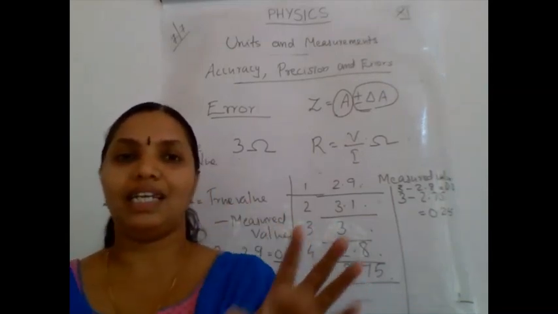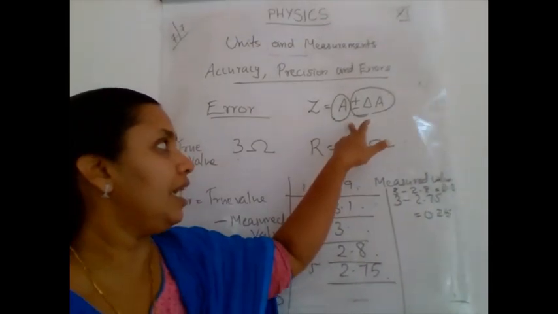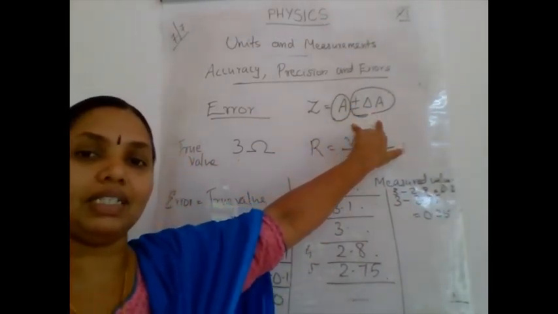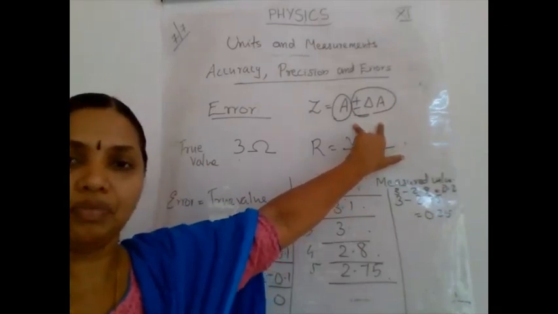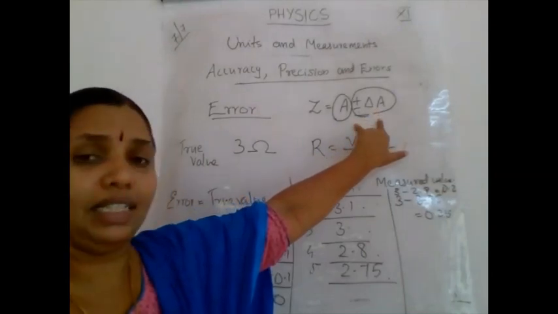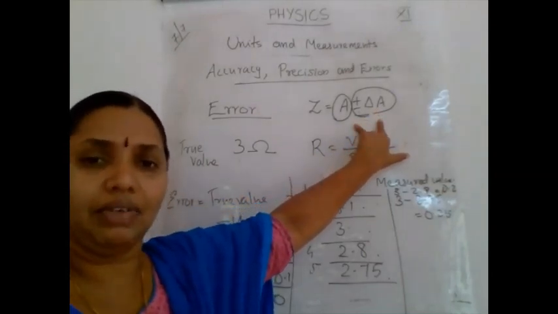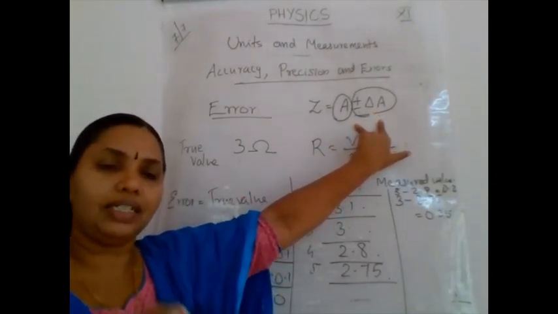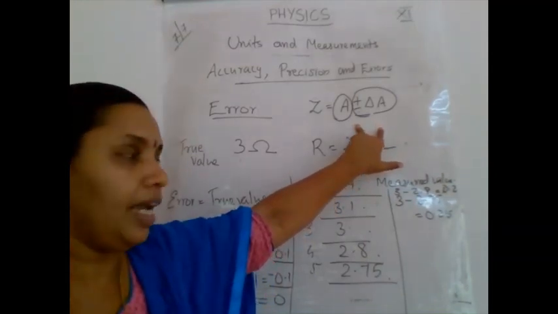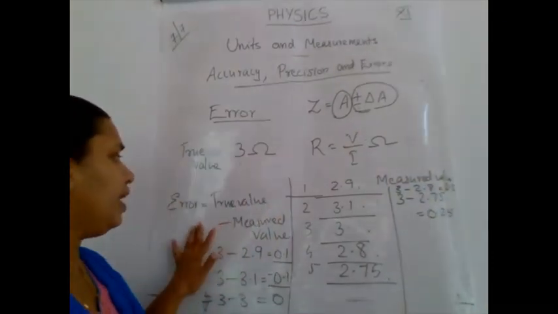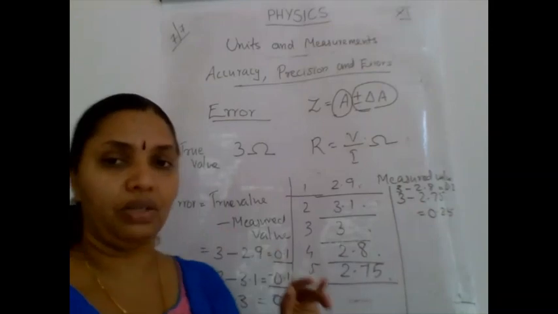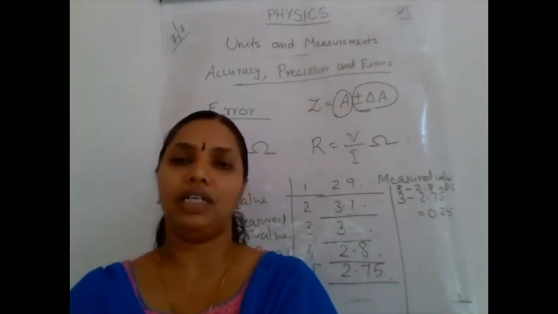Now the error is delta A, in A plus or minus delta A. Delta represents a small quantity. All very small quantities are represented by delta: delta A, delta B, delta C, delta X, whatever it is. Understood? So how can we define error? Simply we can say error is the difference between the true value and the measured value or actual value of a physical quantity.